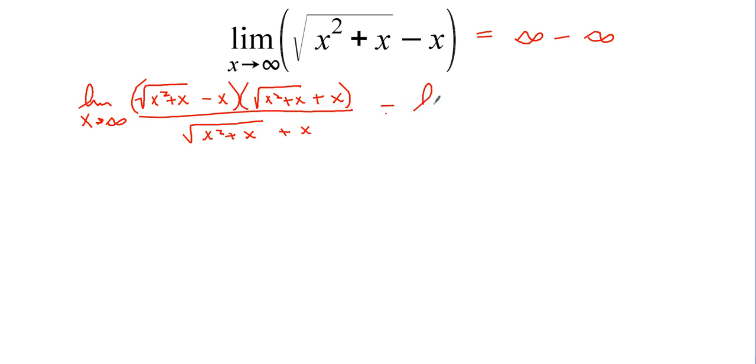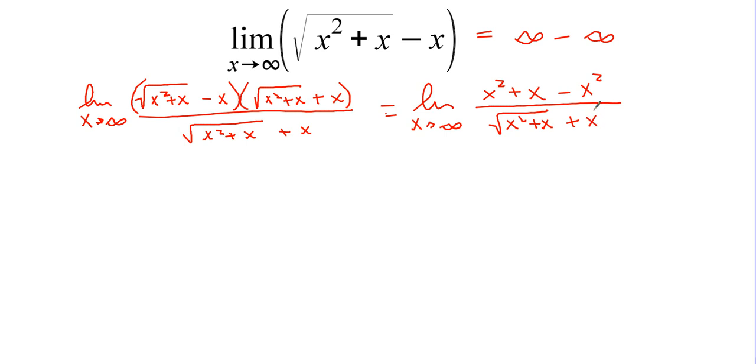And if we simplify out that numerator, the root x squared plus x times the root x squared plus x is just x squared plus x. The root x squared plus x times the x and the root x squared plus x times the negative x will cancel out, and we just have minus x times x, or minus x squared, left in the numerator, divided by, and we'll just leave the denominator the same for right now.